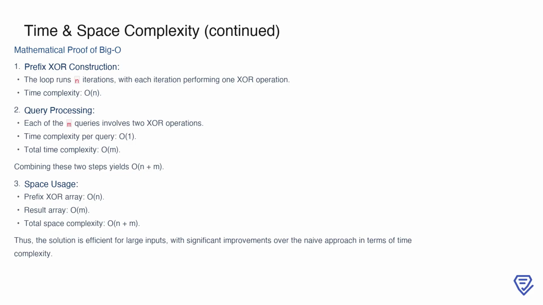In terms of space usage, the prefix_XOR array requires O(n) space, while the result array for storing query outputs requires O(m) space.